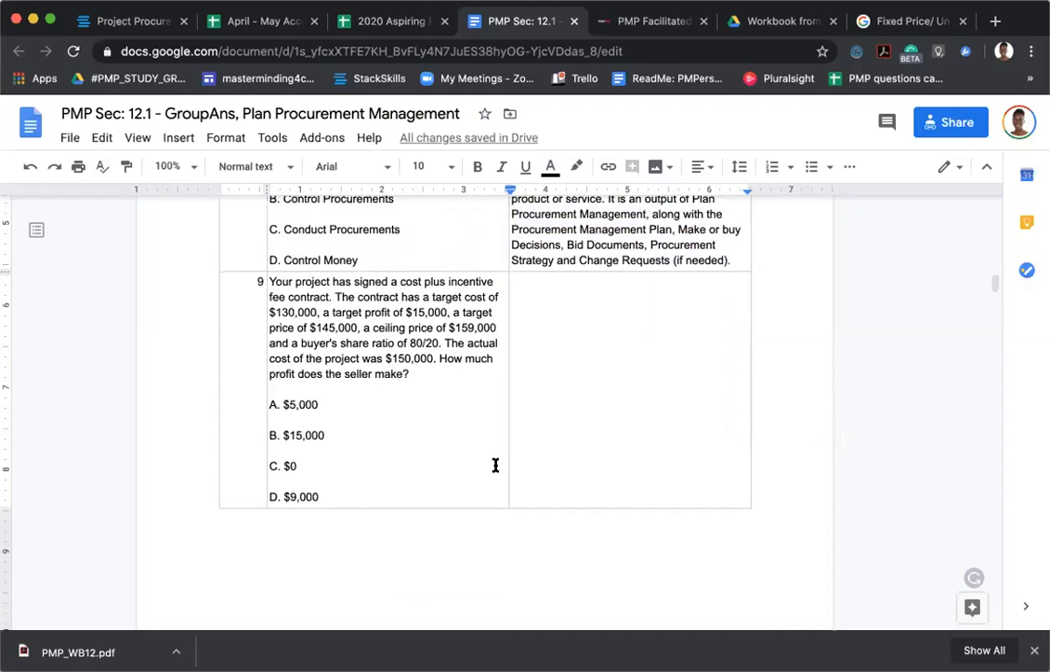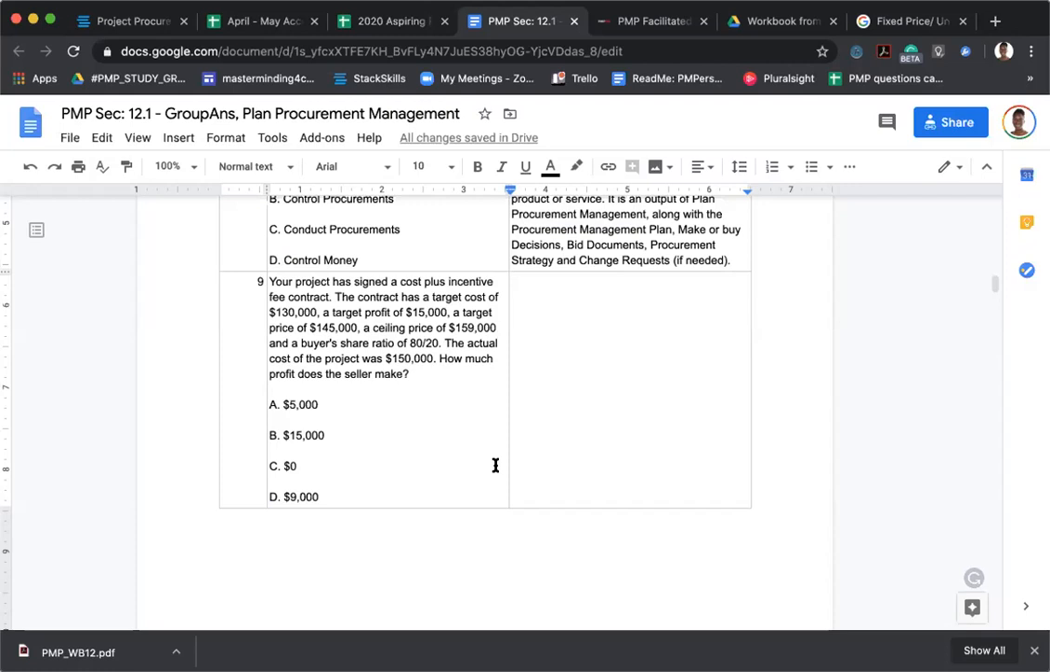All right, Seema, your turn. Oh my goodness, I haven't done this. Okay. Your project has signed a cost plus incentive fee contract. The contract has a target cost of 130,000, a target profit of 15,000, a target price of 145,000, a ceiling price of 159, and a buyer share ratio of 80-20. The actual cost of the project was 150,000. How much profit does the seller make?